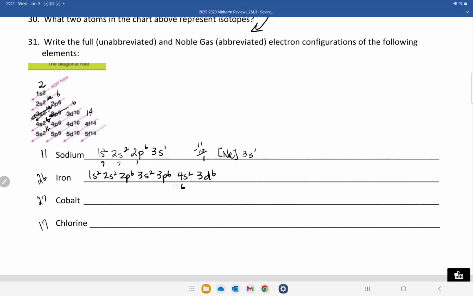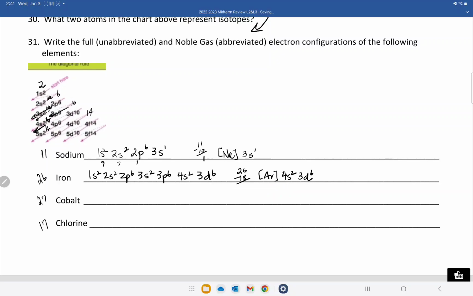To do the abbreviated, I'm going to go up one all the way to the right. Argon becomes my base. Argon has 18 electrons, so by writing argon, I have written the electron configuration for 18 electrons. I have 8 more that I need to pick up. Then I find argon on my diagonal rule, which is right there, and I start with the next orbital after argon, which is 4s2, which means I have 6 more to put in, and then I have 3d6.